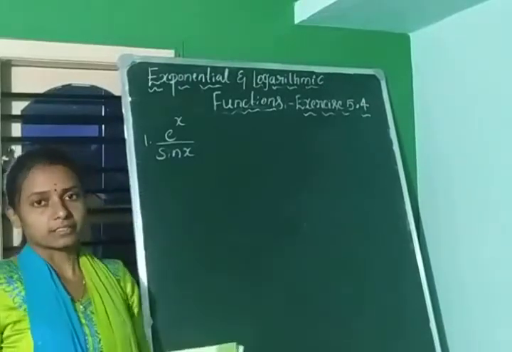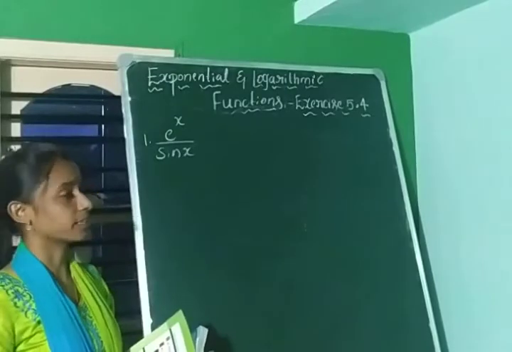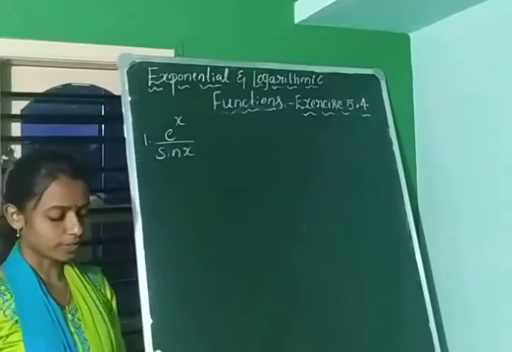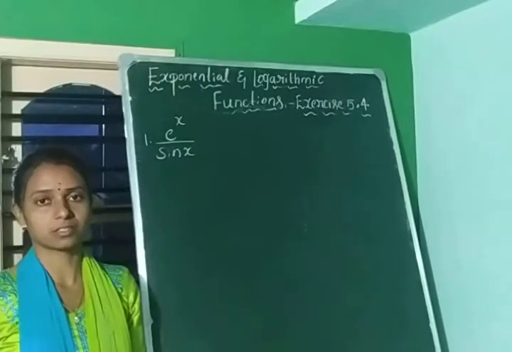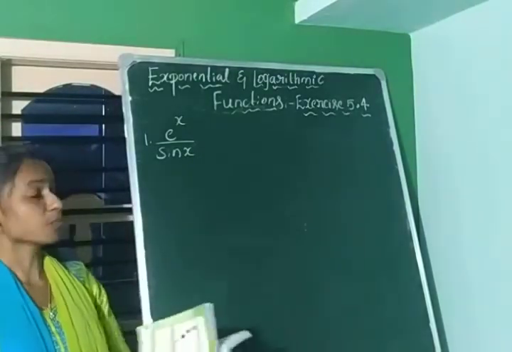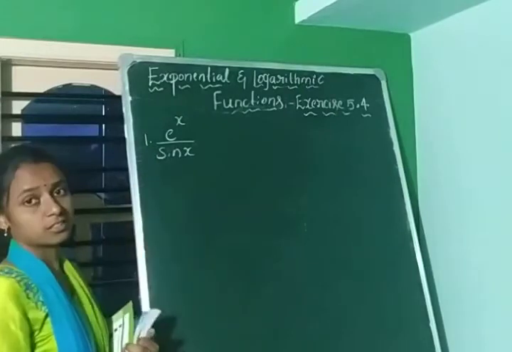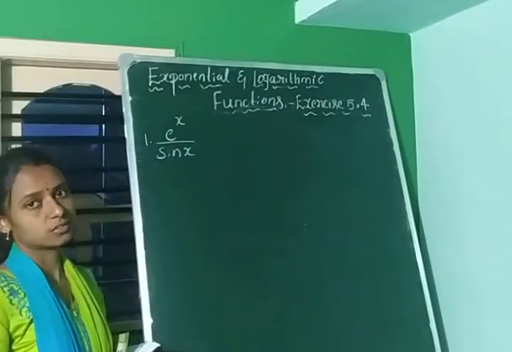Class, we'll just complete exercise 5.4, which is based on exponential functions. The exercise is: differentiate the following with respect to x. The first one is e power x over sin x. So now I'll just go with the quotient rule.